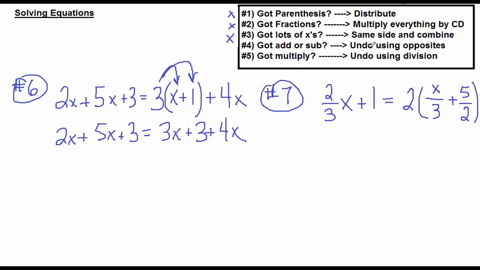It doesn't matter what order you do. I'm going to go ahead and combine first. So 2x plus 5x is 7x. And over here we have 3x and 4x. That's 7x plus 3. Okay, so I combine.